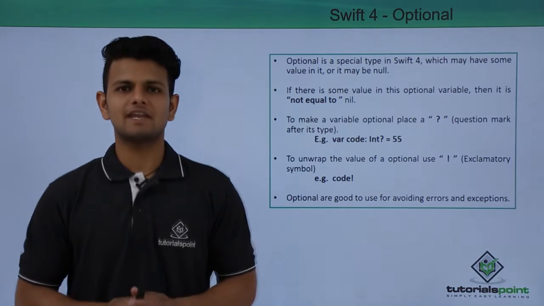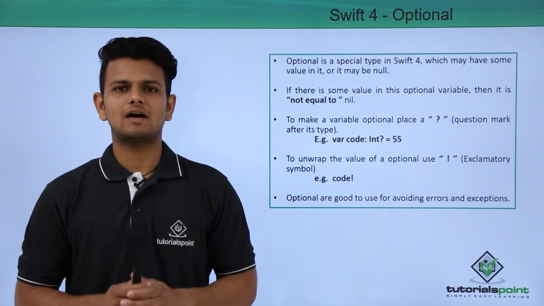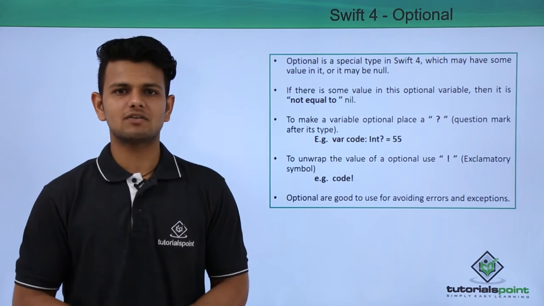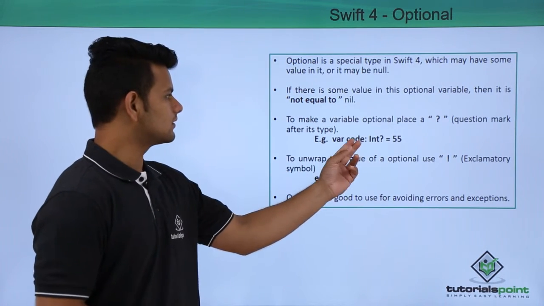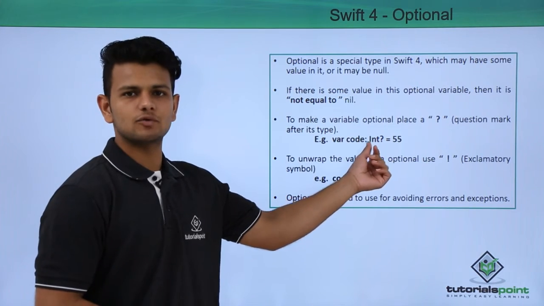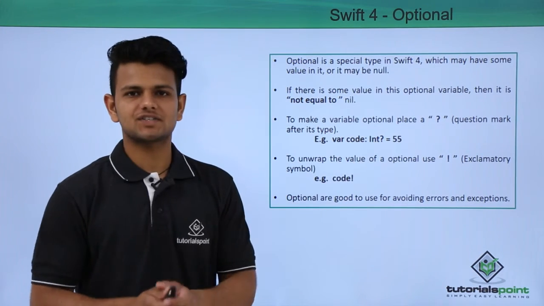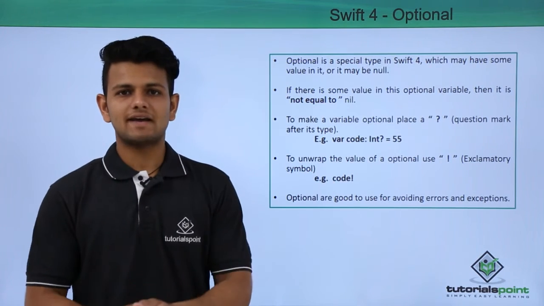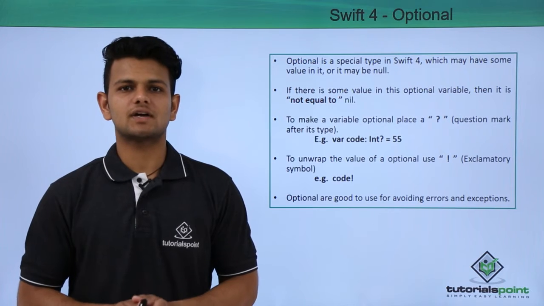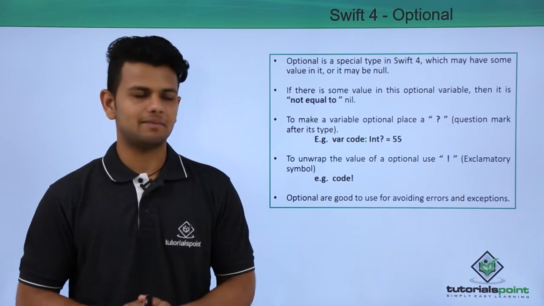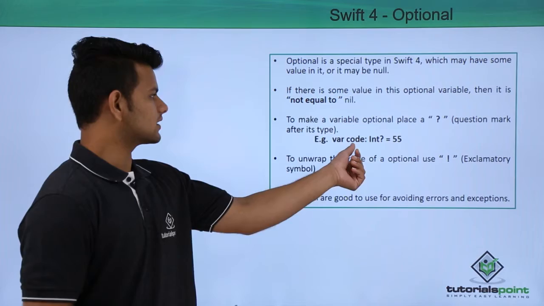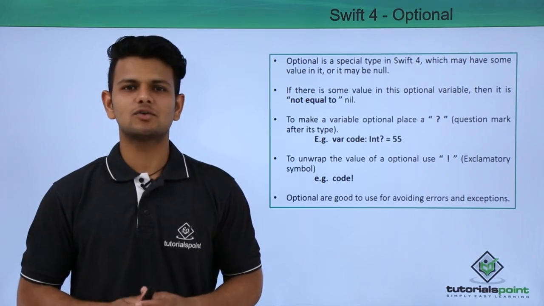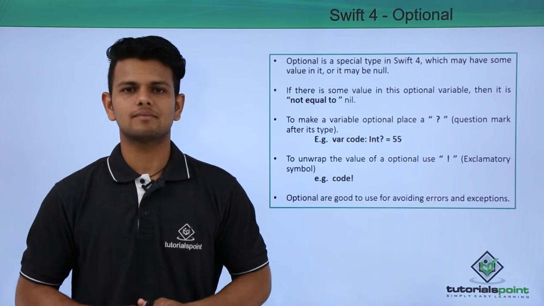To make an optional variable, we will use a question mark after the declaration of a variable. The example of making an optional variable is the code: the data type of the variable followed by a question mark, followed by the assignment of a value. To unwrap the value of this optional variable, we will use an exclamation mark after the variable name. Example is the code followed by the exclamation mark. Optional variables are good for avoiding errors in your program.